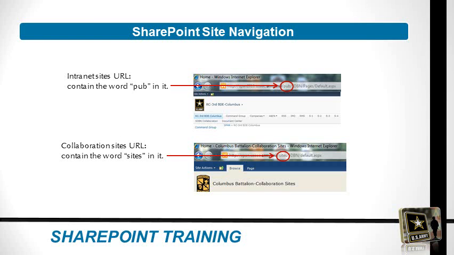Since intranet and collaboration sites are used throughout USAREC as well as in the Battalion, if you are visiting a SharePoint site and need to verify which type of site you are on, look at the website address or URL. Intranet sites have the word pub in the URL, and collaboration sites have the word sites in the URL. For the remainder of this training, we will always be discussing collaboration sites. Let's take a quick look at how you navigate a SharePoint site.